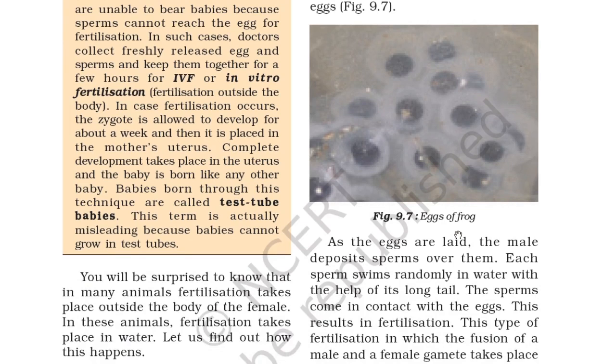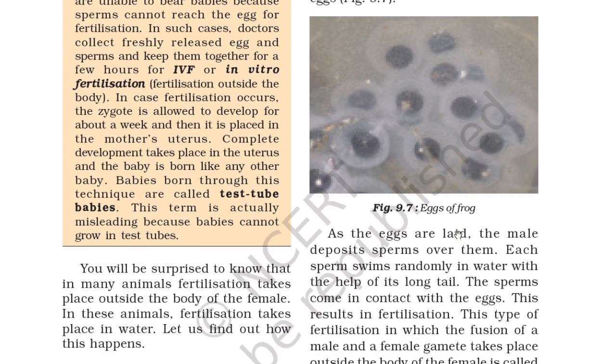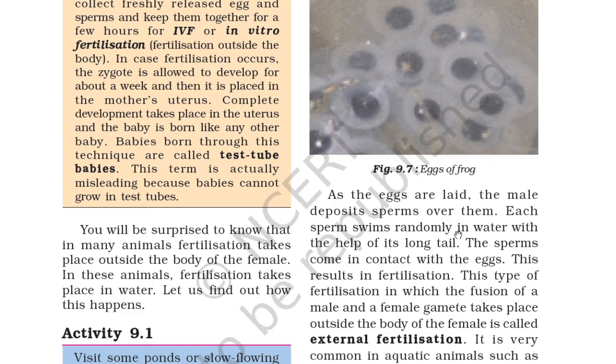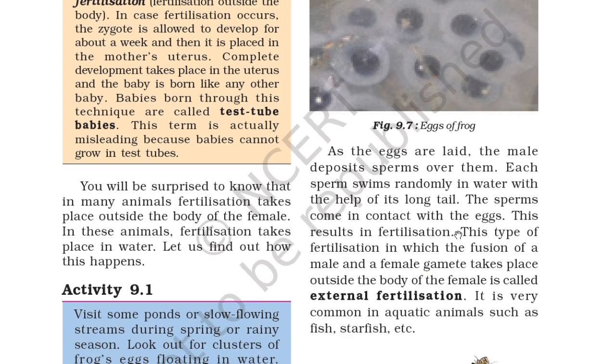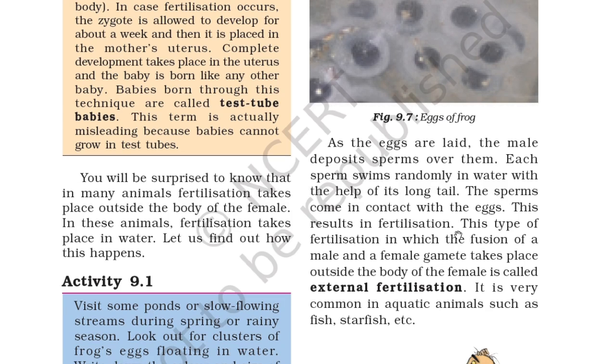This term is actually misleading because a baby cannot be grown in a test tube. So this term is very misleading. We think that the babies are born in a test tube, but this is not the case. You will be surprised to know that in many animals, fertilization takes place outside the body of the female. In these animals, fertilization takes place in water. Let us find out how this happens.